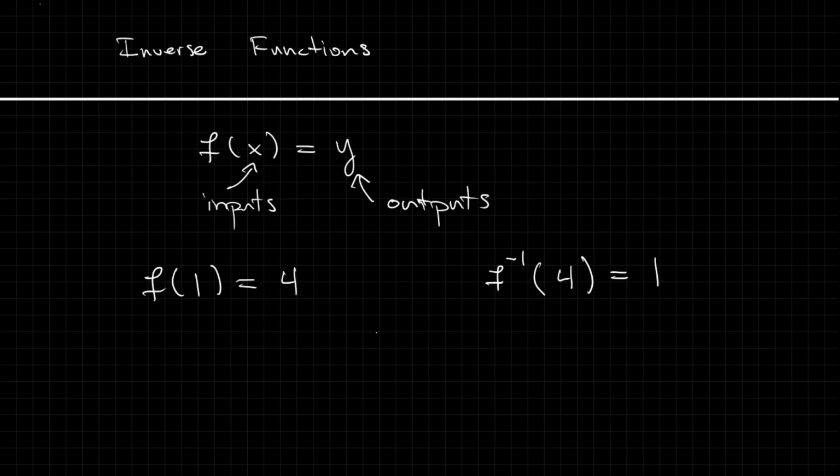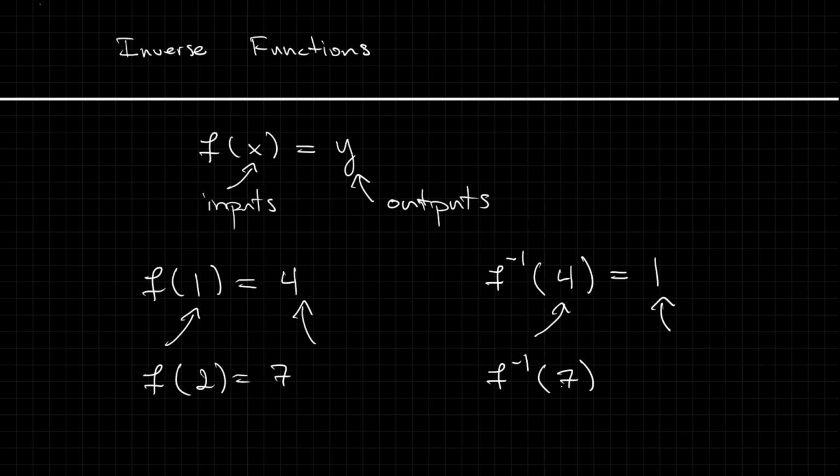And to reiterate, this is true because the inverse function switches the outputs and the inputs. So since at the input of x equals 1, the output is 4 for the function f, if we switch those, we get f inverse of 4 would be equal to 1. As another example, if we knew that f of 2 was equal to 7, then we would know that the inverse of the function f at 7 would be equal to 2.